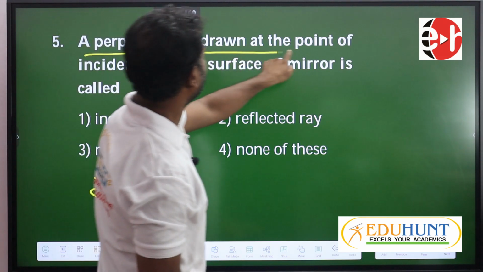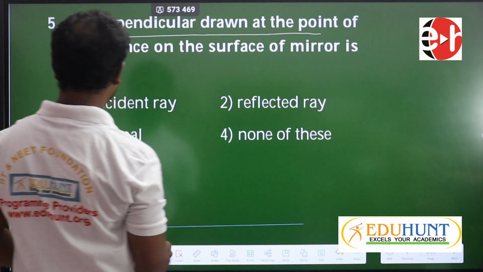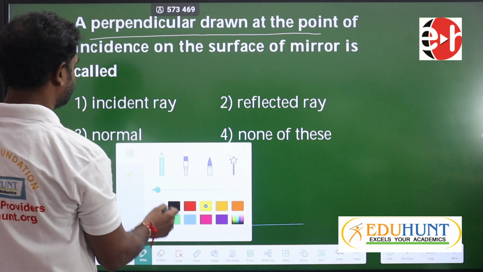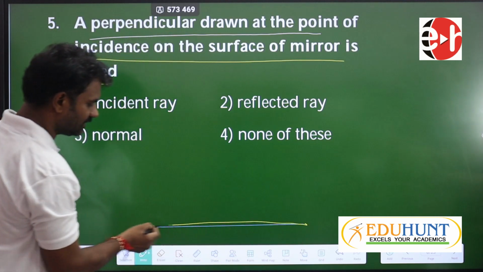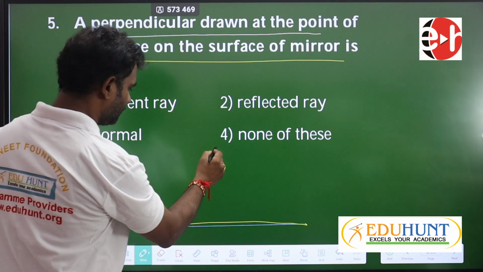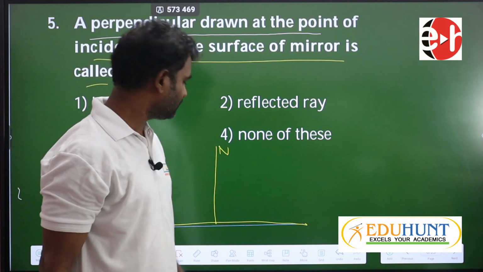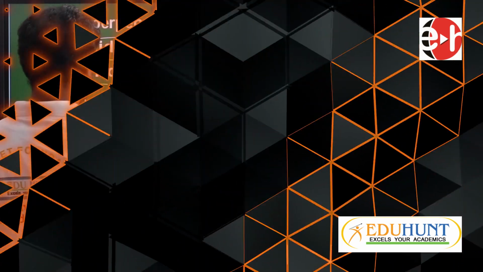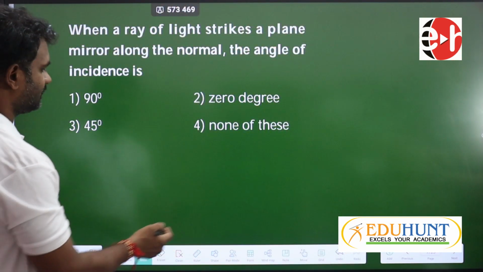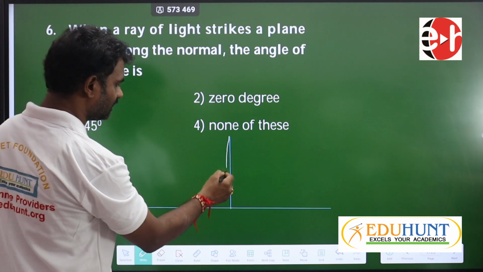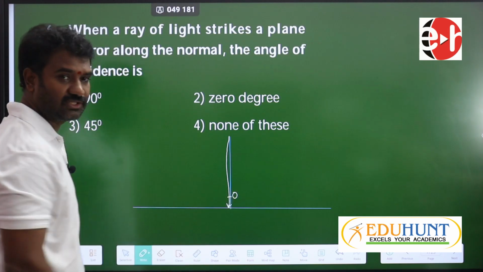A perpendicular drawn at the point of incidence on the surface of a mirror is called. See, this is the surface of a mirror, and if this is perpendicular, as I explained in the previous problem also, this is called the normal. When a ray of light strikes a plane mirror along the normal, the angle of incidence is, say this is the normal, along the normal, then what is the angle of incidence? The angle of incidence is 0.